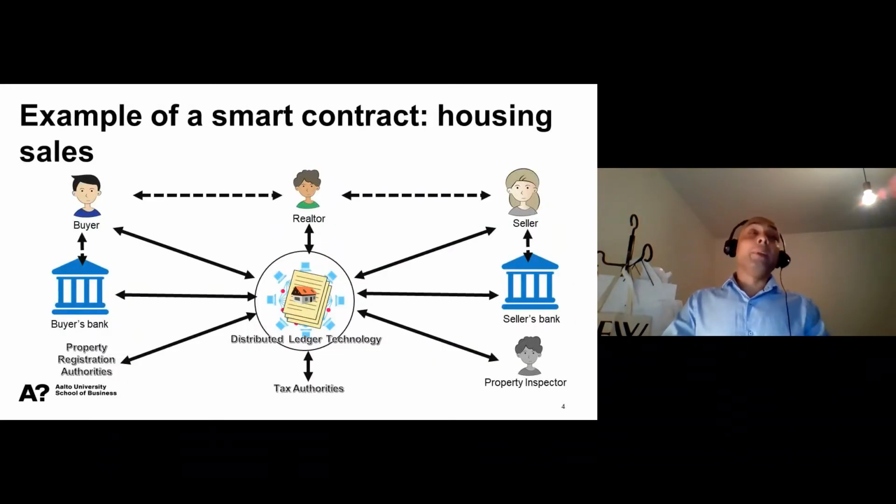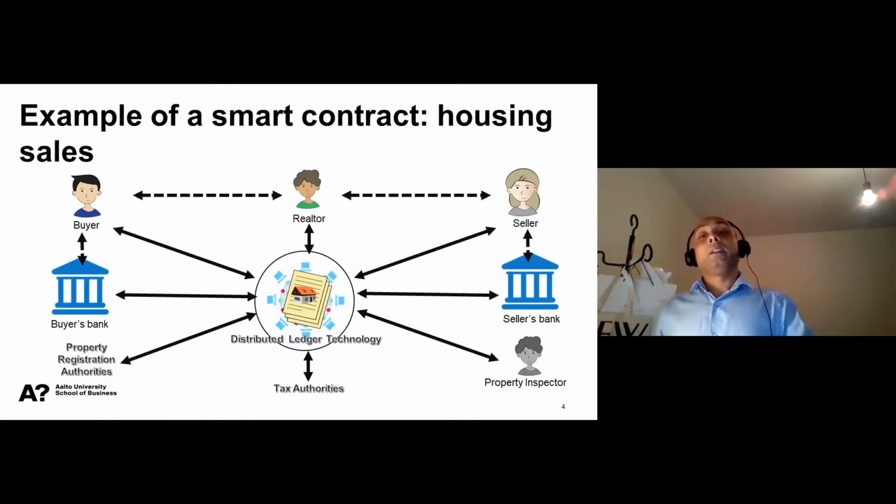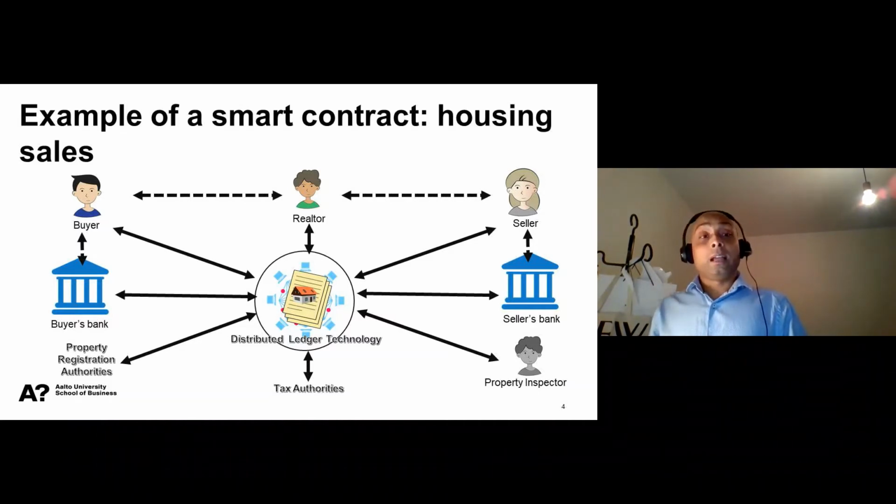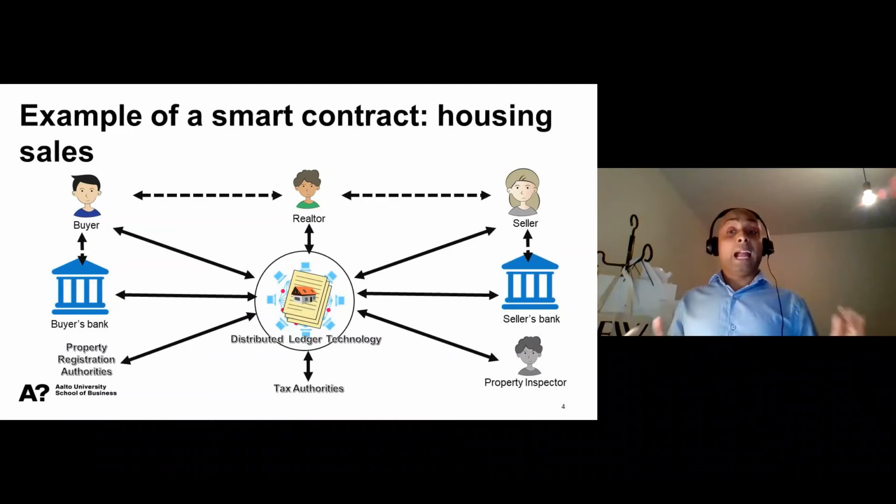One of the most prominent examples of where smart contract and private DLT technologies could work in tandem is housing sales. One of the most popular projects in Finland is called the DIAS project. In the DIAS project, by the use of distributed ledger technologies and various players like banks, property inspectors, realtors, even property registration authorities and tax authorities, as well as buyers and sellers, the transaction could be automated.